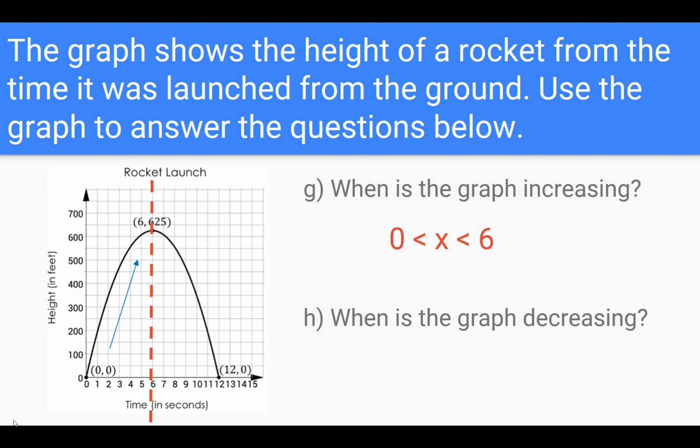All right, when are we decreasing? So that's the other half. It's asking me when again. So I can't just say after 6. I have to say between 6 and 12 seconds. Good. If I just say after 6, that means 20 seconds later. Well, no, 20 seconds later, it's probably still sitting on the ground. It's not really moving. It stops moving after the 12.